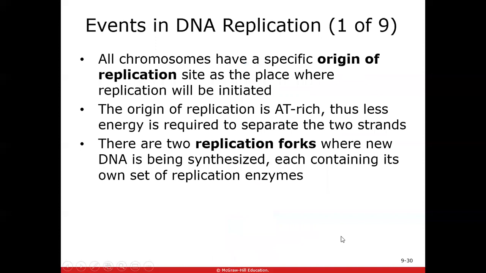So all chromosomes have a specific origin of replication. That's the site, the place where replication will be initiated, where we'll start. The origin of replication is AT rich, adenine thymine rich. So thus less energy is required to separate the two strands. There are two replication forks where new DNA is being synthesized, each containing its own set of replication enzymes.